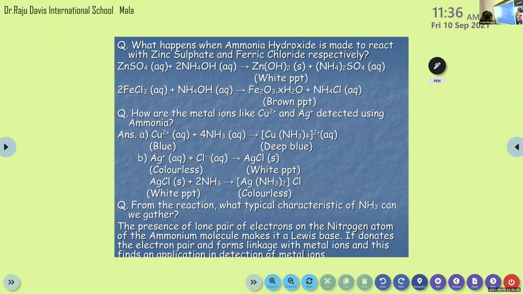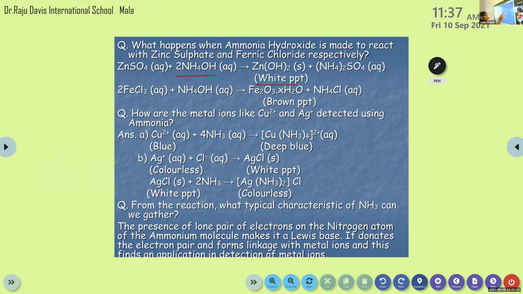Chemical reactions. Here the first one: what happens when ammonium hydroxide is made to react with zinc sulfate and ferric chloride? Here you can see the two chemical reactions. Ammonium hydroxide reacts with zinc sulfate and ferric chloride. First one, ammonium hydroxide with zinc sulfate. Here you can see a displacement reaction occurs. The anions of both these salts will be exchanged between these compounds. That means zinc hydroxide and ammonium sulfate will be produced. And the zinc hydroxide is in the form of a white precipitate.